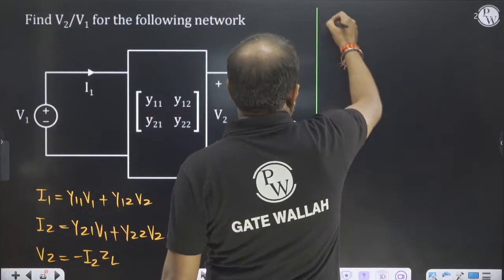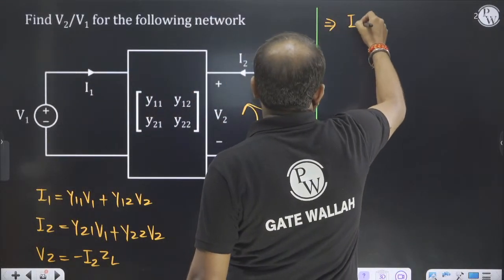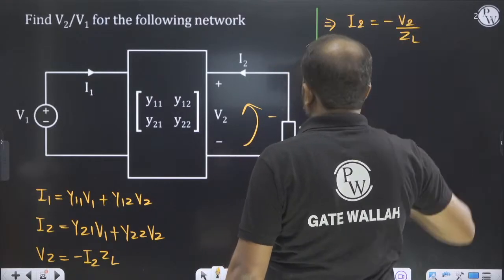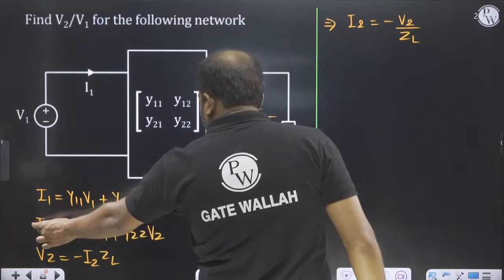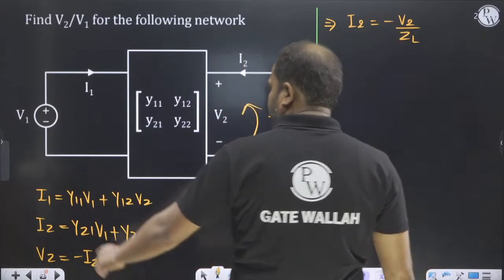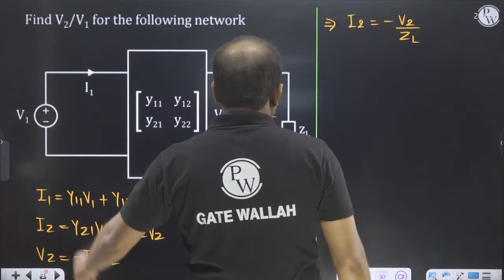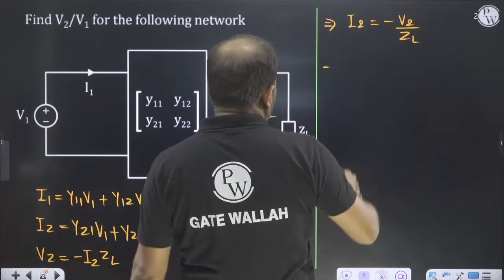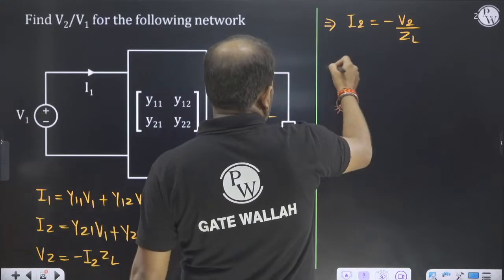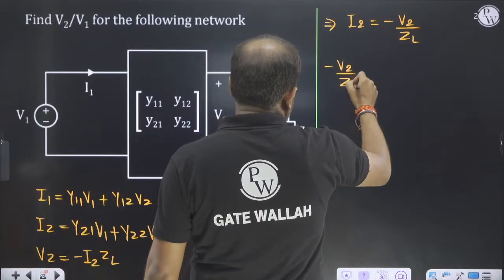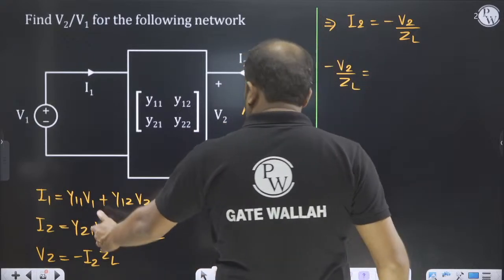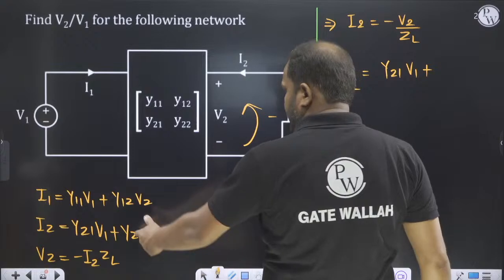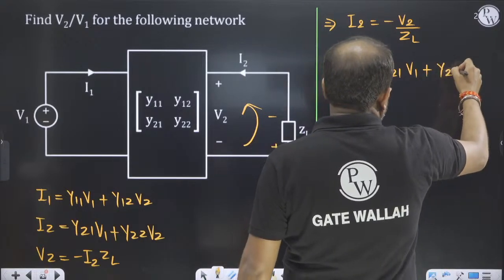And I2 will be equal to minus V2 upon ZL. I will put minus V2 upon ZL here. So in the second equation, I will put minus V2 upon ZL, and this one is Y21 into V1, and this one is Y22 into V2.